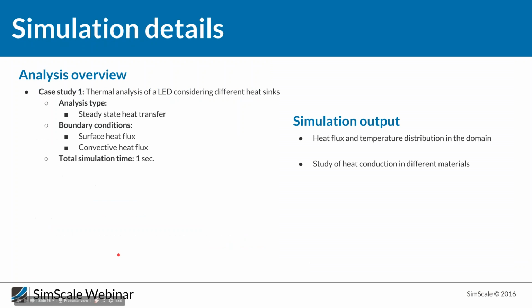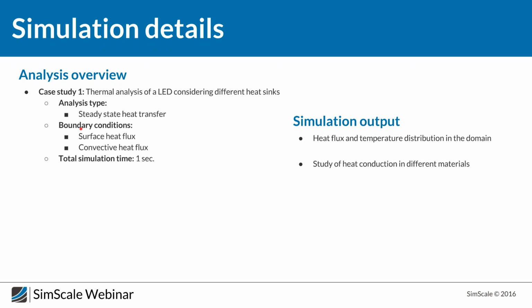For the simulation details, I will go through it really quickly: the analysis overview, and what type of analysis is being used for these case studies. For case study 1, thermal analysis of LED considering different heat sinks, the analysis type used is steady state heat transfer. So it's just simple steady state, no transient effect. We are only interested in the final state, so that's why we do a steady state heat transfer.